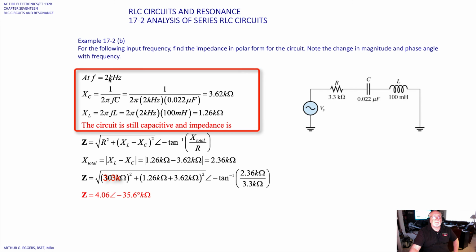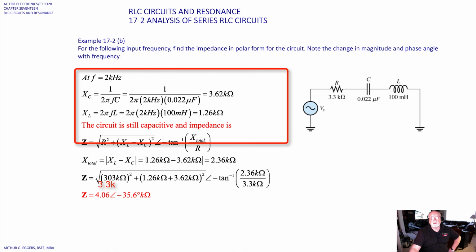In the next step, we move it up to 2 kHz. You can see your values start changing. The circuit is still capacitive, and so we go through the impedance calculation. Go ahead, again, pull out your calculators, work through these examples, and make sure you understand them. We have a total impedance of 4.06 k ohms at an angle of minus 35.6.